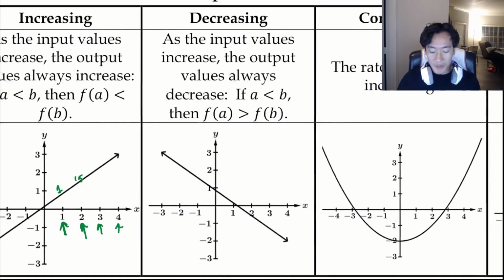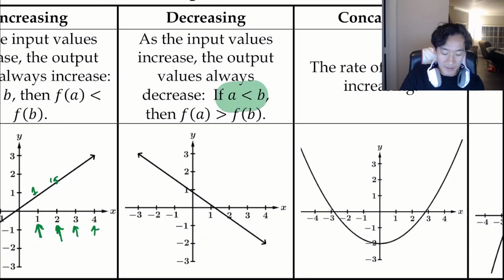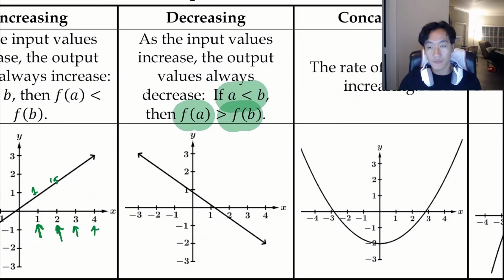And vice versa when it comes to decreasing graphs. As x gets larger, in this case, our y values, our outputs, will be decreasing. That's essentially what this math statement is saying here. We're saying that if a is less than b, then f of a is greater than f of b. As a gets larger, our y values are getting smaller. That's what they're saying.